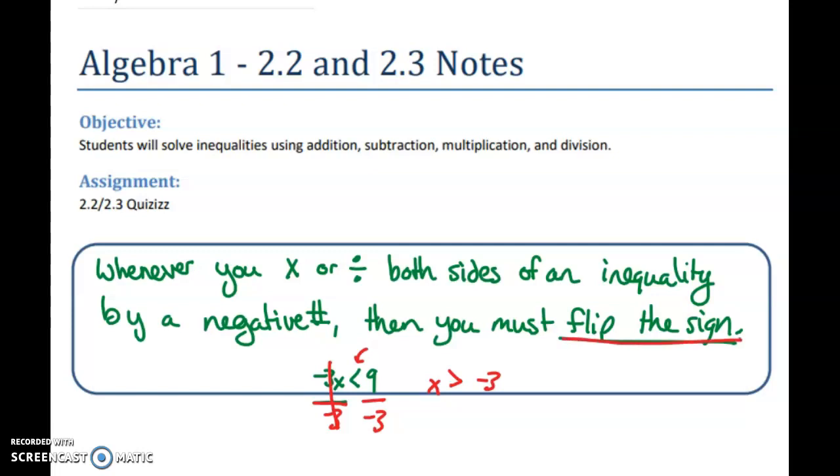So let's do some practice. All right, on example 1a, we're trying to get x by itself. So this is just like when it had an equal sign. The only difference is multiplying or dividing by a negative, you must flip the sign. So I'm going to add 6 to isolate the variable, meaning get x by itself. So I get x is, and then the sign stays the same because I was just adding, greater than or equal to negative 4.